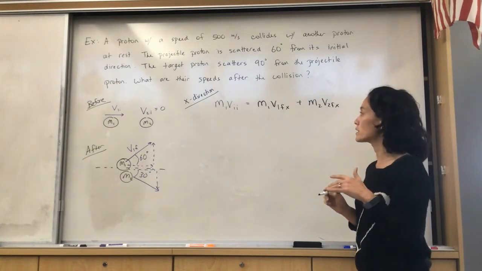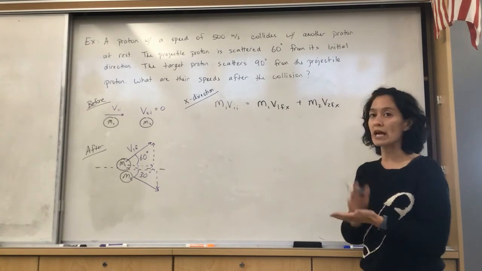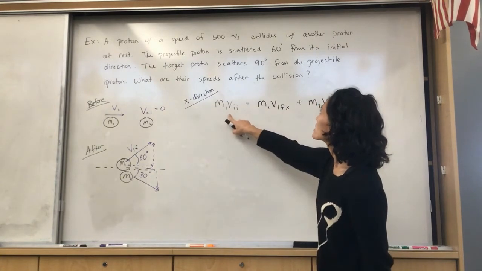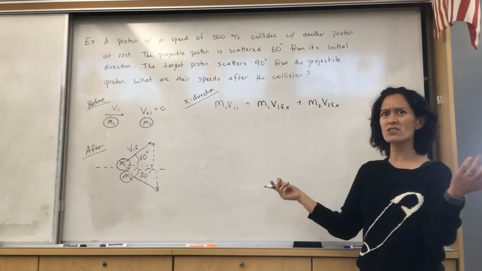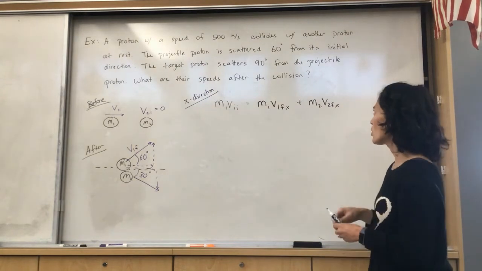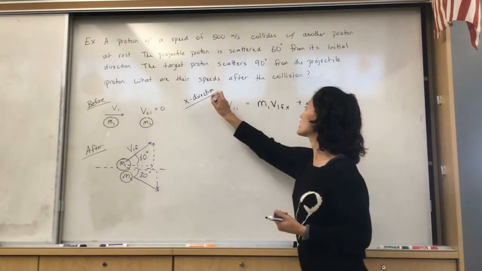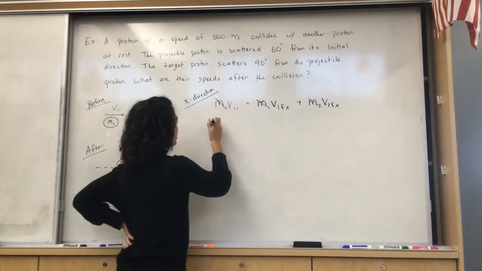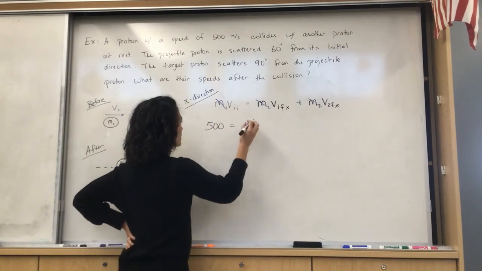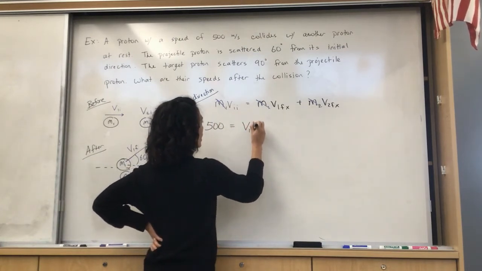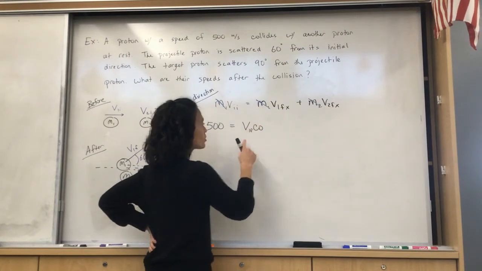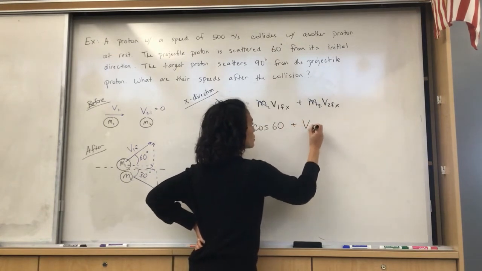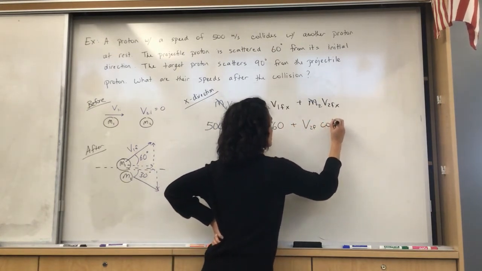Now, we can represent that in terms of the angle. Actually, my masses are all the same. They're all protons, so m1 is equal to m2, and I can cancel out all my masses. Convenient. So this says 500 is equal to V1 final times the cosine of 60 plus V2 final times the cosine of 30.